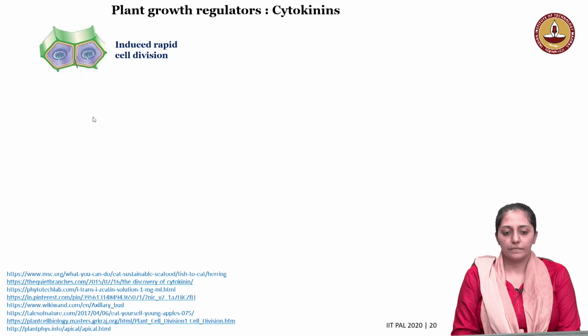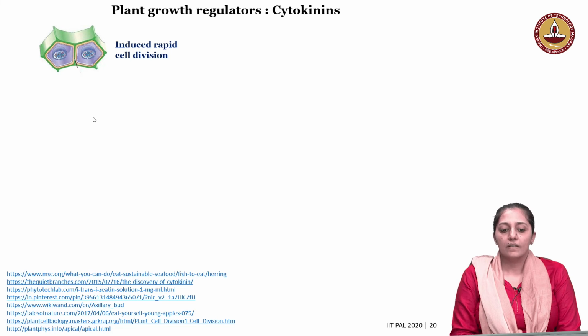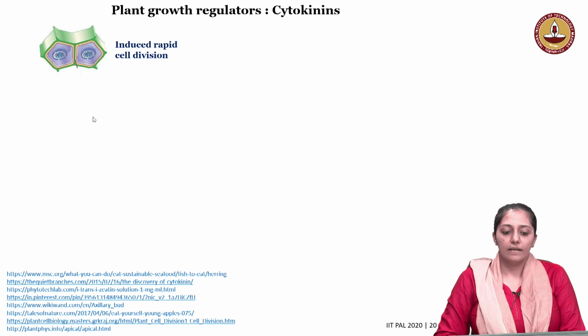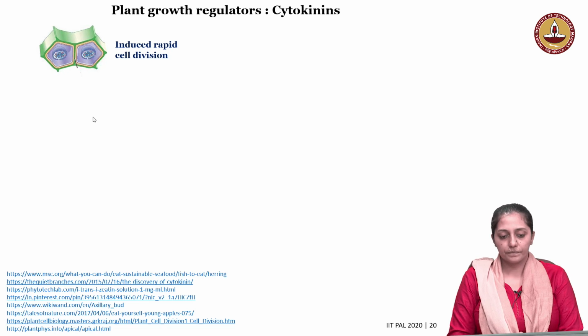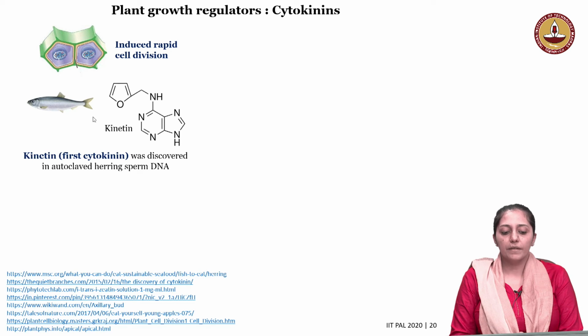Let us talk about the third class of plant growth promoting hormones or regulators, which are called cytokinins. Cytokinins are known to induce rapid cell division in plants. They were first discovered in autoclaved sperm DNA from herring. Herring is a fish, and kinetin was the first cytokinin which was discovered in its sperm DNA. Later, it was found to be produced in plants.